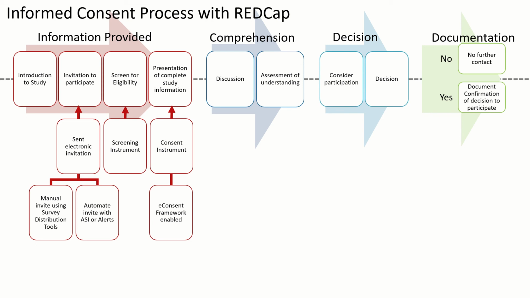you could then start some screening instruments, just broad picture screening instruments before you had that one-on-one conversation piece with them. You could present the consent information at that point. And then you could have the e-consent framework enabled for the person to be able to document, to have attestation that they consent to the study.